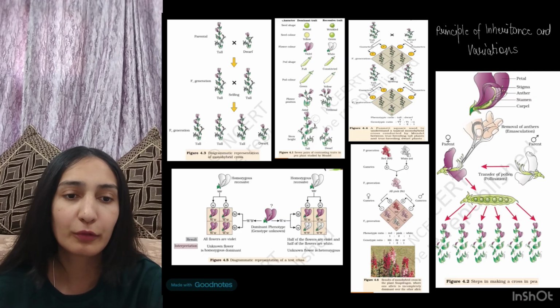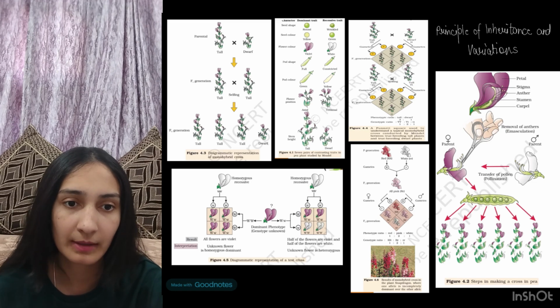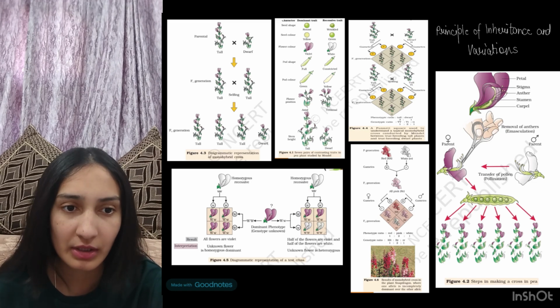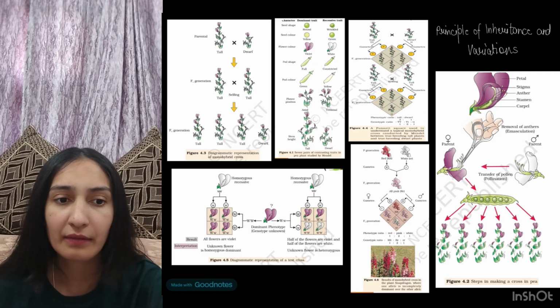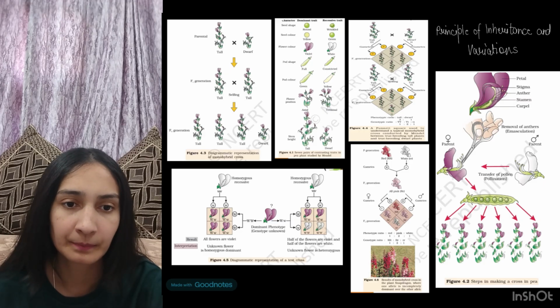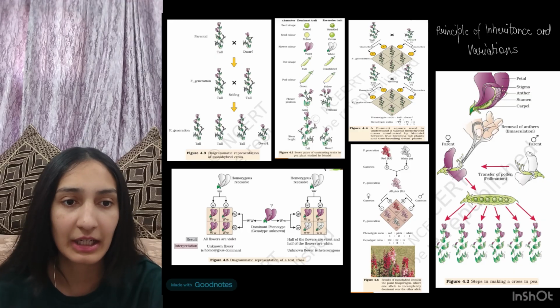Now look at figure 4.5 where you can see a diagrammatic representation of a test cross, and you have to see the result, wherein either all flowers are violet or half of the flowers are violet and half of the flowers are white. Okay. Now the interpretation was that in the first case the unknown flower is homozygous dominant and in the second the unknown flower is heterozygous. Okay.